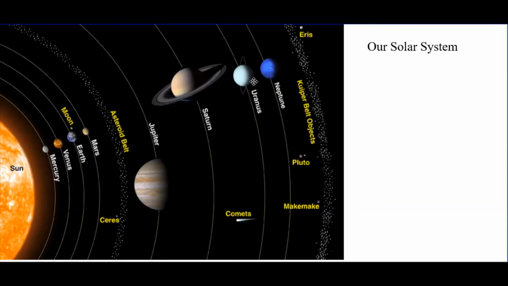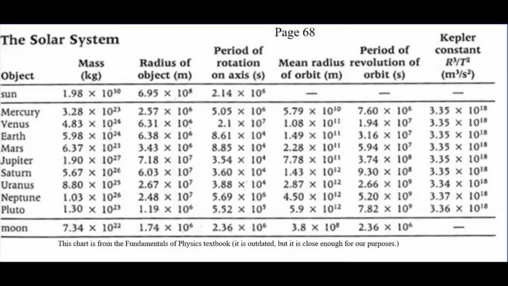The scientific community doesn't really care if they're dwarf planets or not, but the general public kind of got annoyed with that because they remembered 9 and they don't want to learn anything new. Anyways, this is our main solar system. You have a solar system chart on page 68.